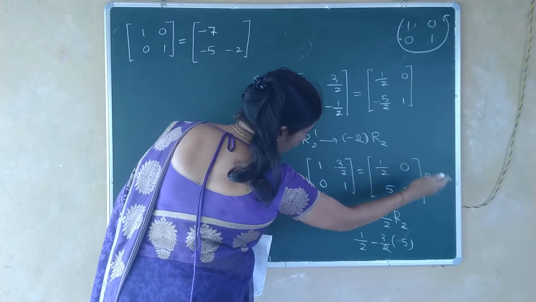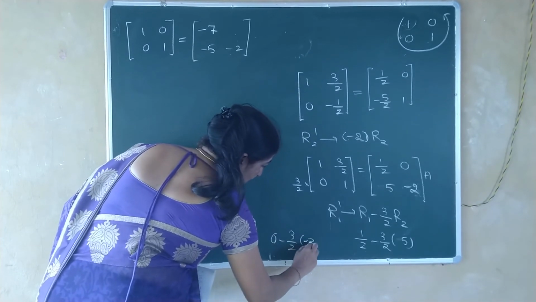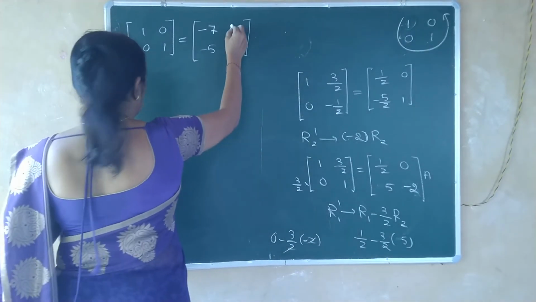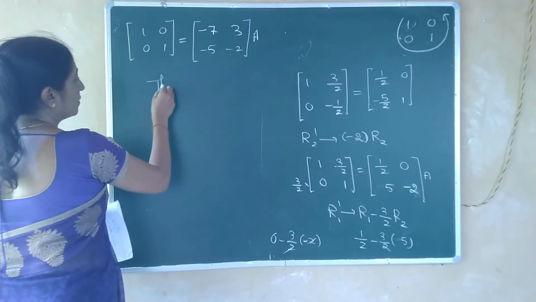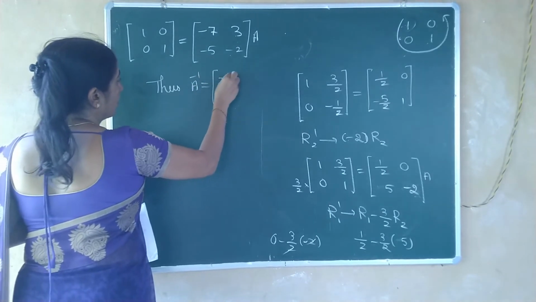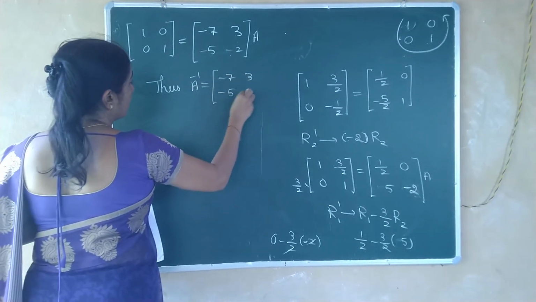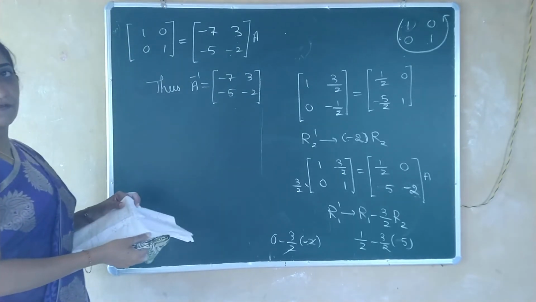Then 0. Here 0 means there is no change. So 0 minus 3 by 2 into minus 2. This and this cancel. It is 3. So this is A. Thus A inverse is minus 7, 3, minus 5, minus 2. Understood? So this is how we are finding A inverse.